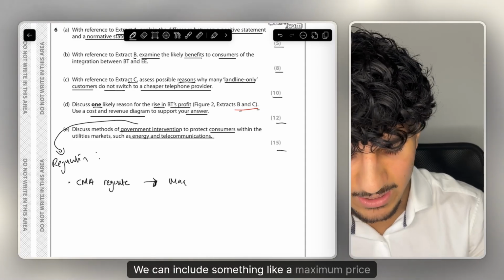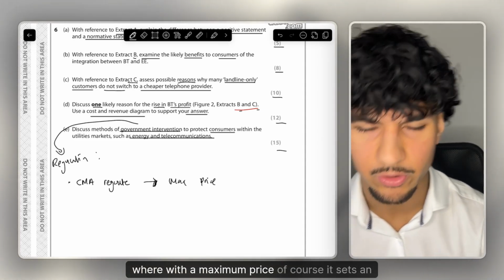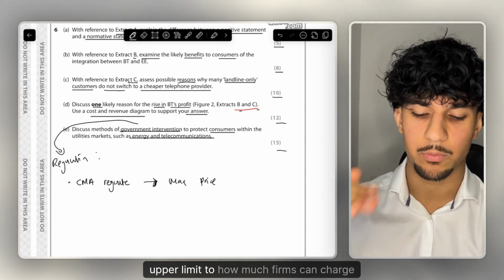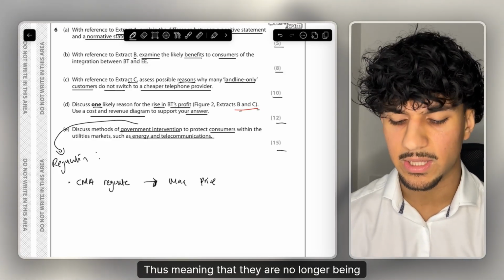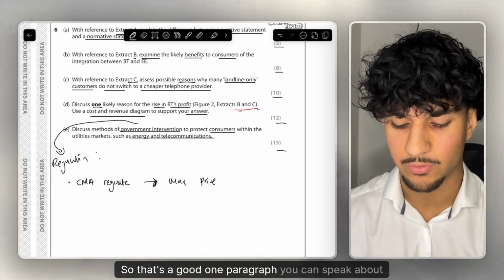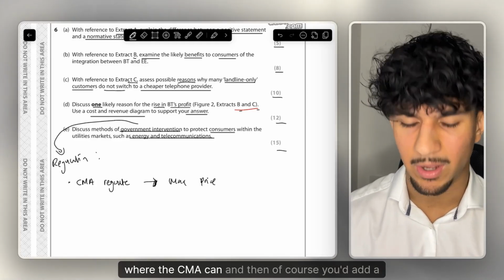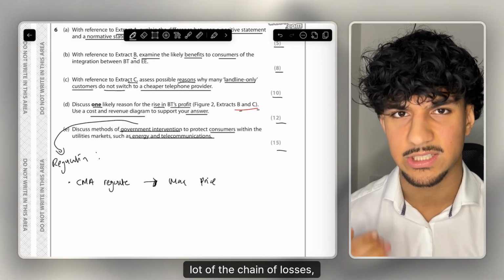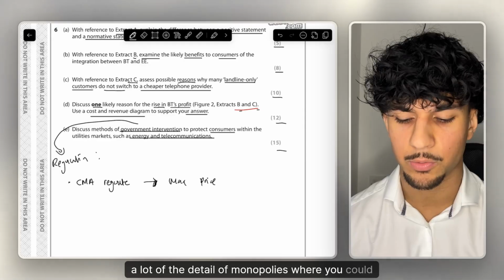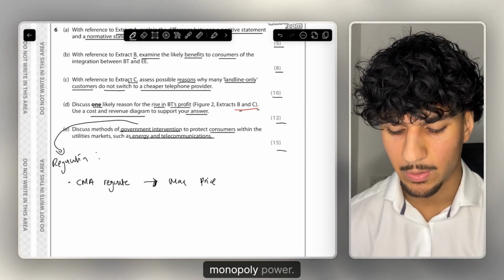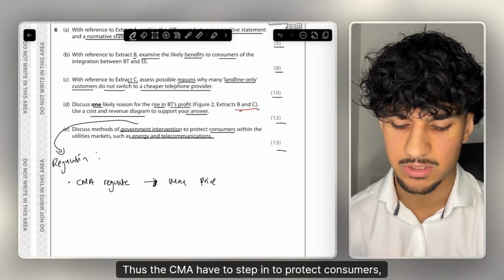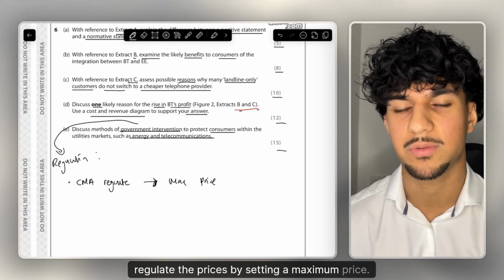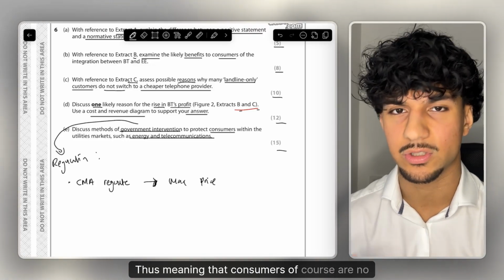We can include something like a maximum price, which sets an upper limit to how much firms can charge consumers, thus meaning that they are no longer being exploited. So that's one good paragraph you can speak about, where the CMA can step in, and then of course you'd add a lot of the chain of analysis and detail of monopolies, where these firms have a degree of monopoly power, they're able to exploit consumers, thus the CMA have to step in to protect consumers. They regulate the prices by setting a maximum price, meaning consumers are no longer being exploited.